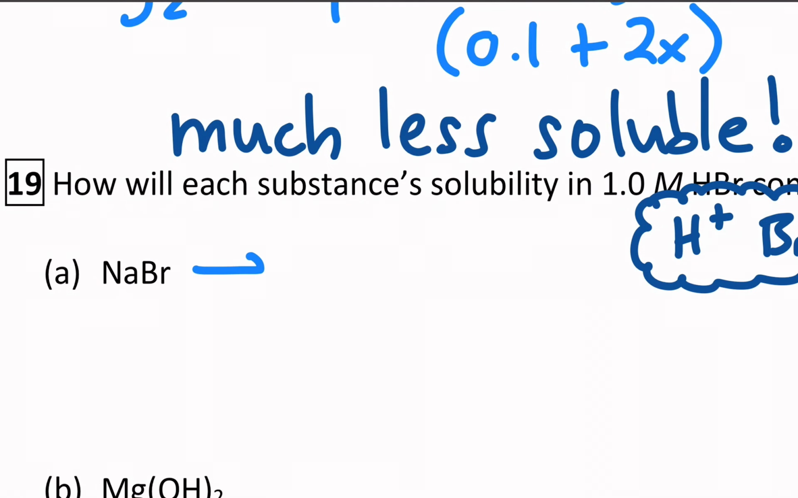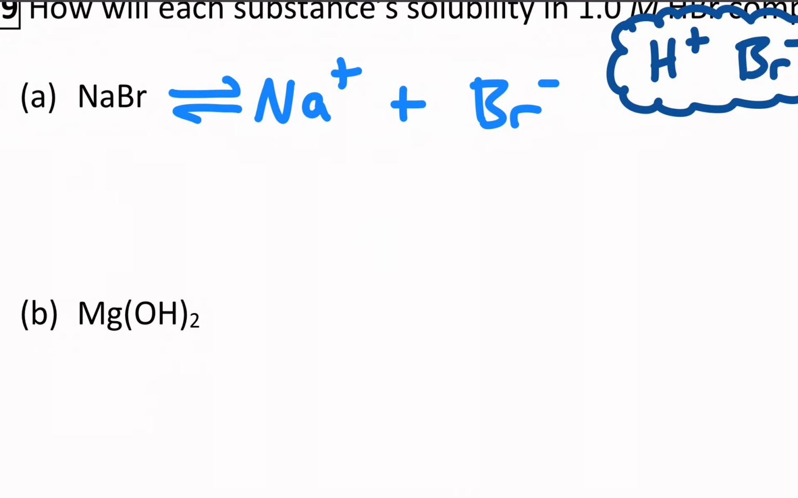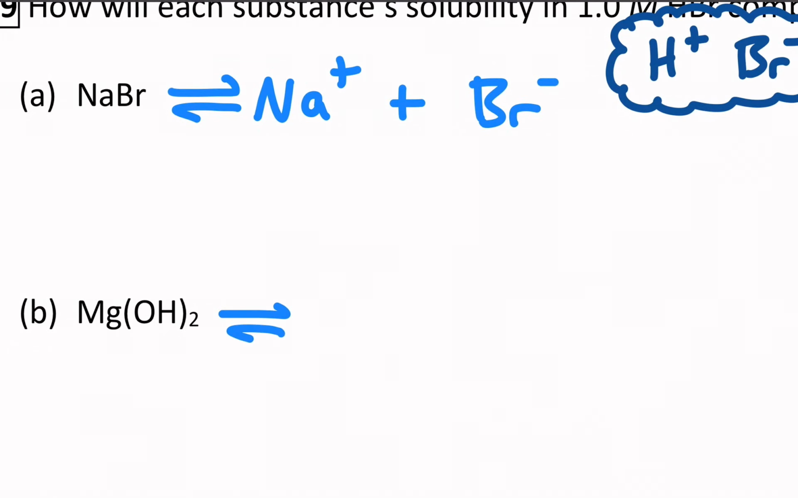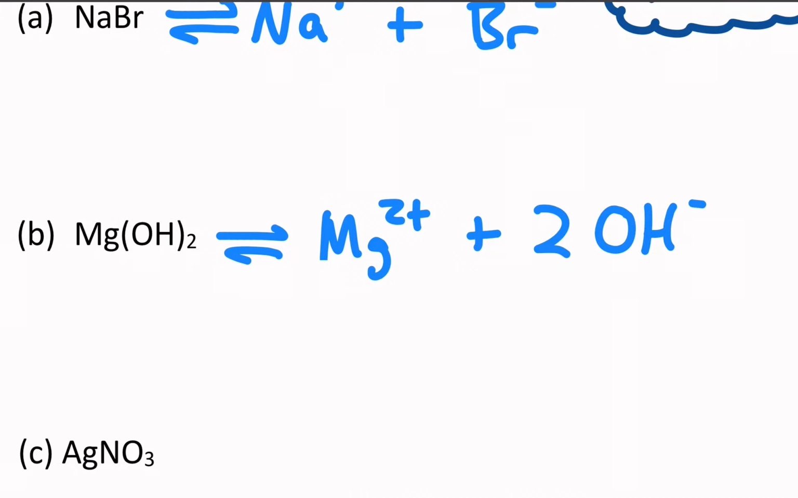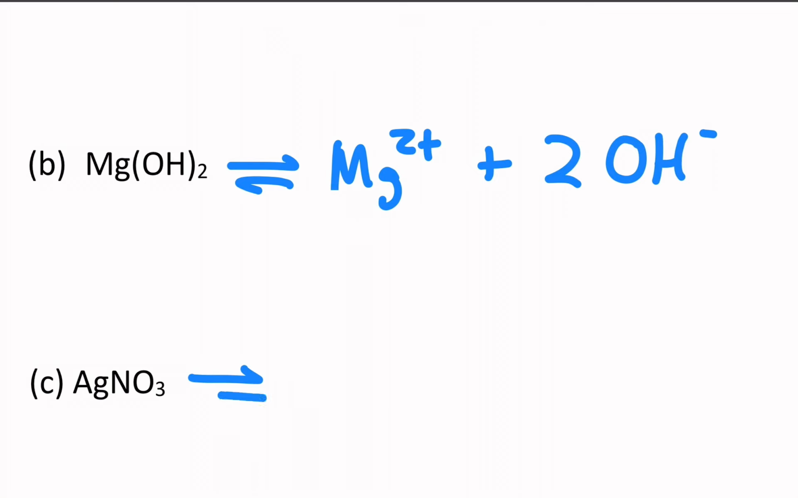First, let's just write the solubility equilibria for each of them. Sodium bromide would dissociate into 1 sodium ion and 1 bromide ion. Magnesium hydroxide would dissociate into magnesium ion and 2 hydroxide ions. And lastly, silver nitrate could dissociate into 1 silver ion and 1 nitrate ion.